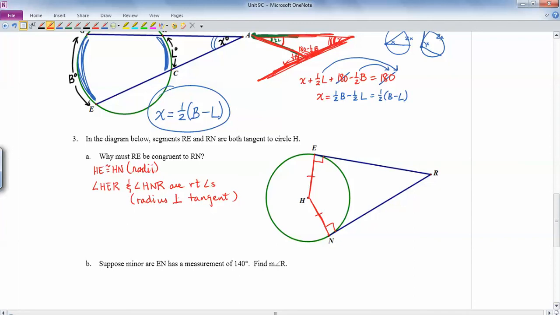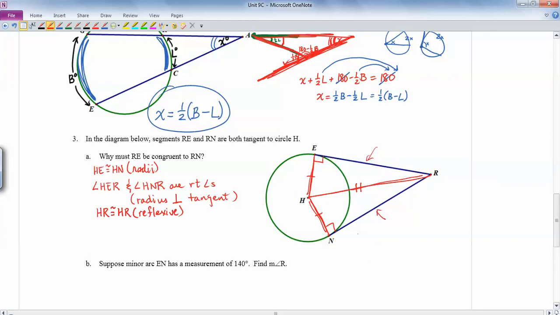Okay. And then I'm going to do one other thing here. I'm going to draw in that segment right there to make two triangles. And I know that that's congruent to itself. HR is congruent to HR because that's reflexive. So you could do a couple different things. One is I've got two right triangles, and I know the hypotenuse in both triangles, and I know one of the legs in both triangles. So I could solve using Pythag for the missing sides.